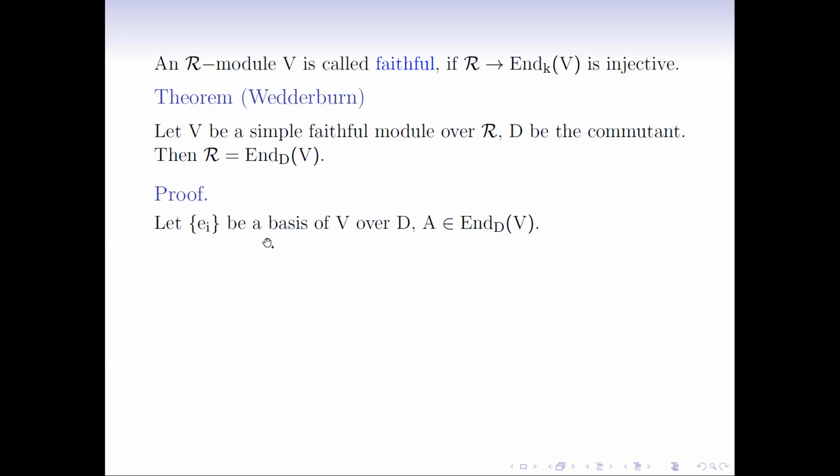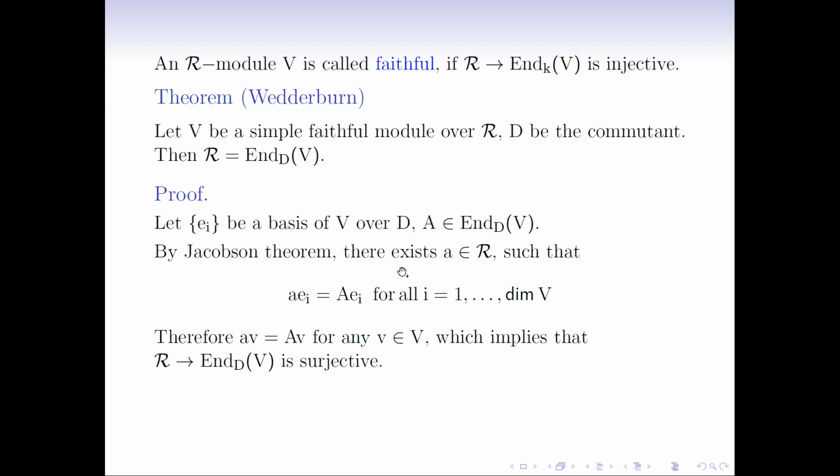So proof. Let's choose a basis of V over D. In fact, it's always possible to do that even if D is non-commutative, it's always possible to choose a basis. If D is commutative, then this is just a theorem from linear algebra. And A capital belongs to endomorphisms over D of V. By Jacobson theorem, there exists A from the ring R such that A applied to Ei, to all elements of the basis Ei, equals A capital applied to Ei for all i from 1 to the dimension of V. We suppose that V is finite dimensional, of course.